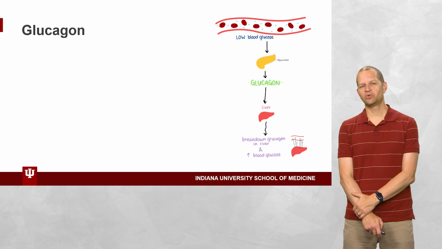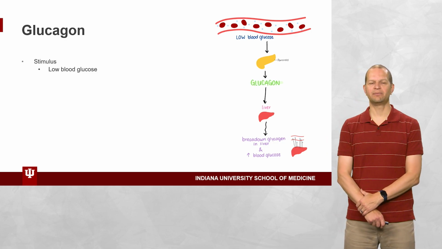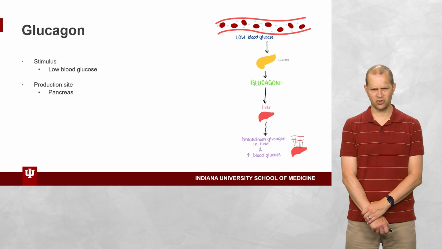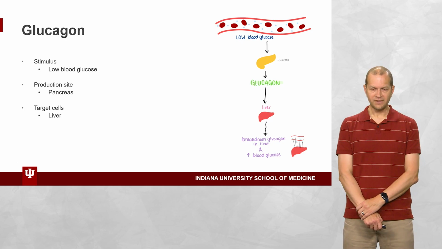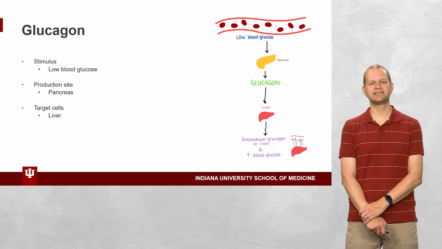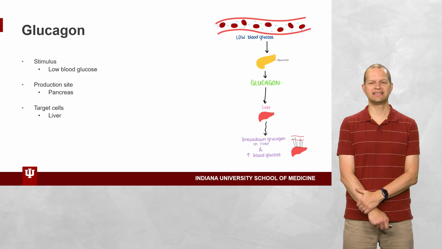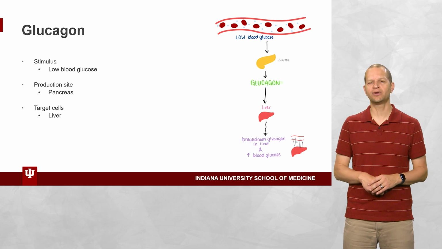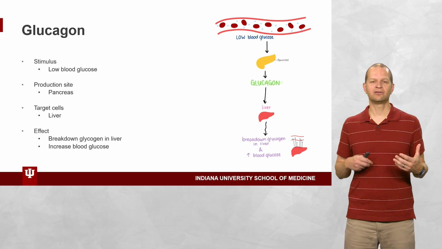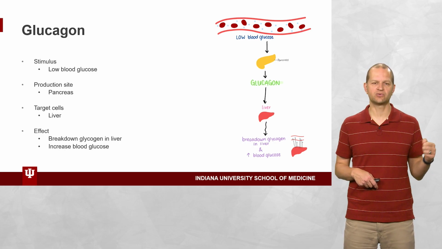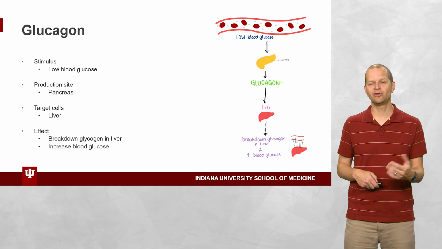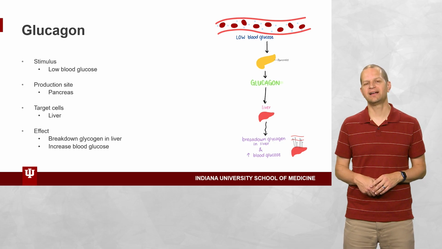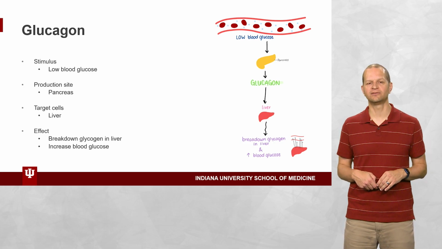Kind of the opposite would be glucagon. Glucagon is stimulated by low levels of blood glucose, and is also produced by the pancreas. This targets the liver. Glucagon goes into the liver, where big chains of glucose are stored. Glucagon causes the breakdown of those chains, which are called glycogen, into smaller glucose molecules, which ultimately causes a higher level of glucose in the bloodstream.